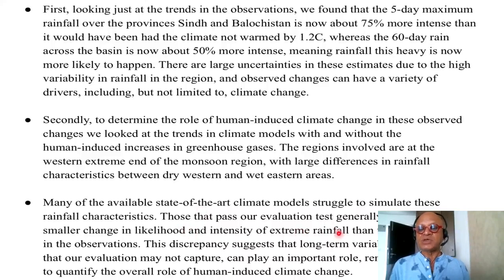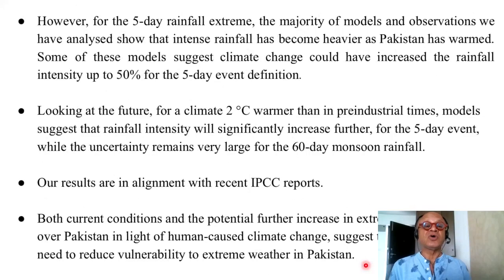Those that pass our evaluation test generally show a much smaller change in likelihood and intensity of extreme rainfall than the trend we found in the observations. This discrepancy suggests that long-term variability or processes that our evaluation may not capture can play an important role, rendering it infeasible to quantify the overall role of human-induced climate change. So at this point, it's not possible to very accurately implicate human-induced climate change on the details of this event.